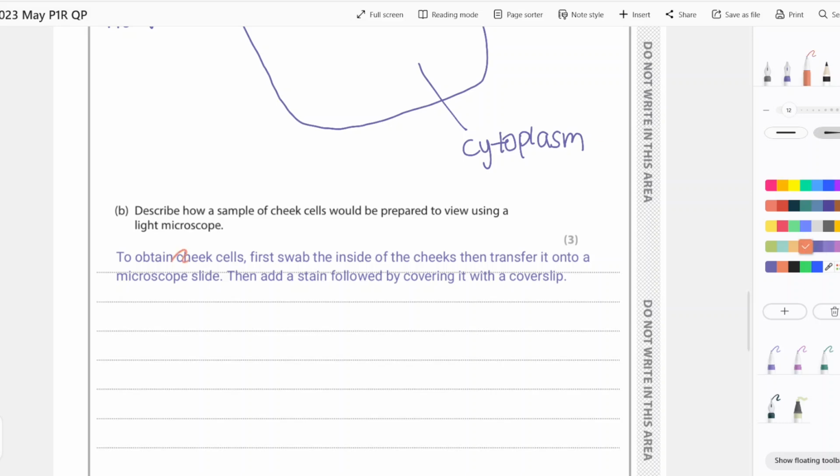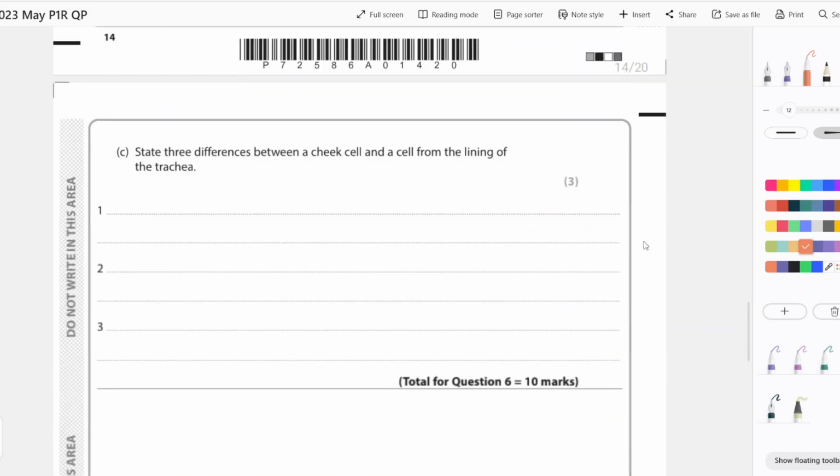All right, let's go over the marks. So you need to first swab the inside of the cheeks. That's the first mark. Then transfer it on a microscope slide. And the third mark is you can either say add a stain or cover it with a cover slip. But both these points are important to do. All right, let's move on to part 3.